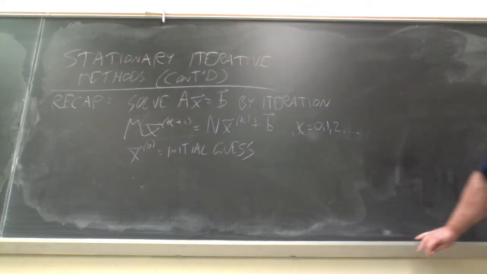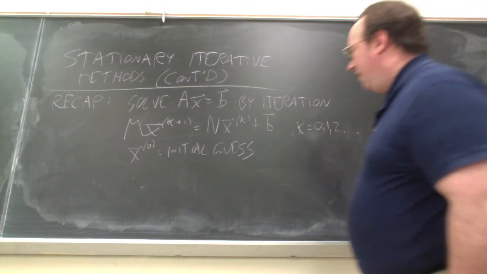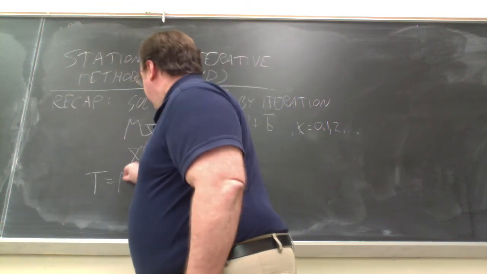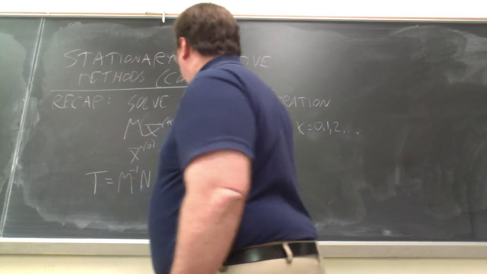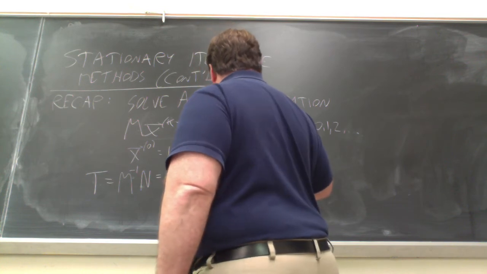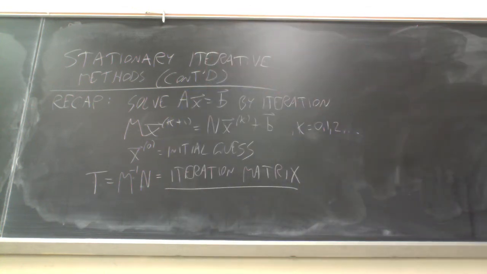And a little piece of terminology that I was unpleasantly surprised to discover I hadn't really made clear in the book, so I'll have to revise that: the matrix T, defined to be M inverse N, is the iteration matrix. That's an important term for describing stationary iterative methods, because the error gets multiplied by M inverse N as you go from iteration to iteration. And it's that error that you want to go to 0.